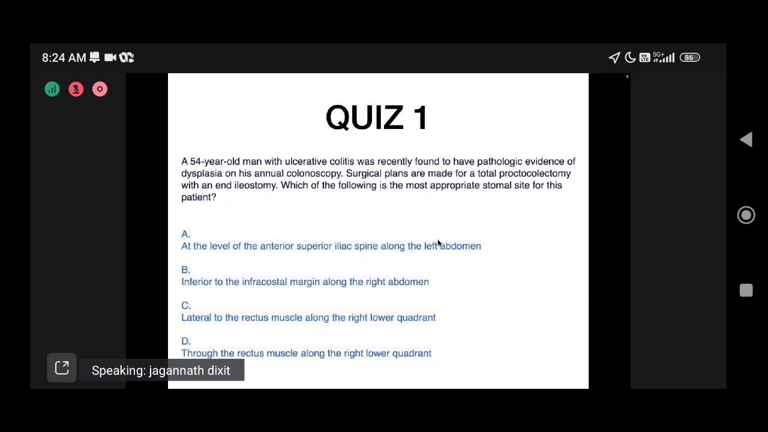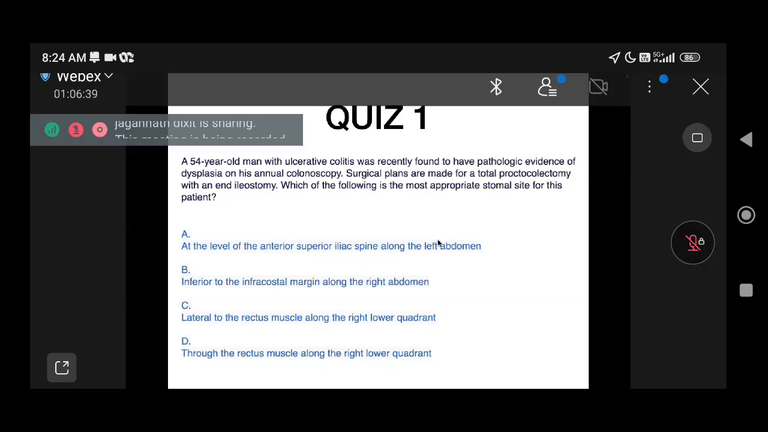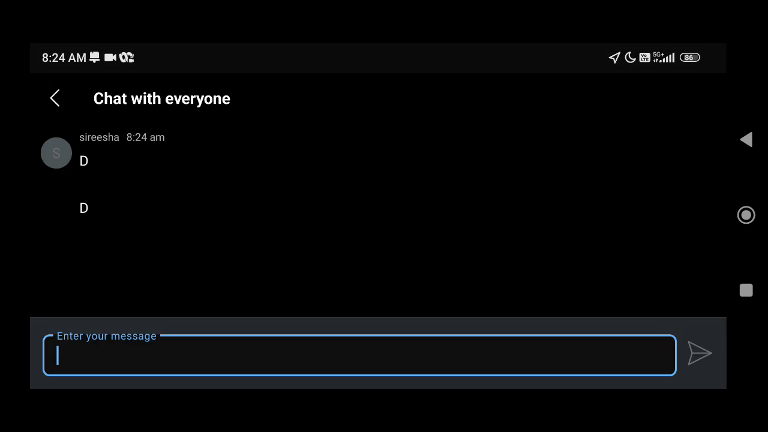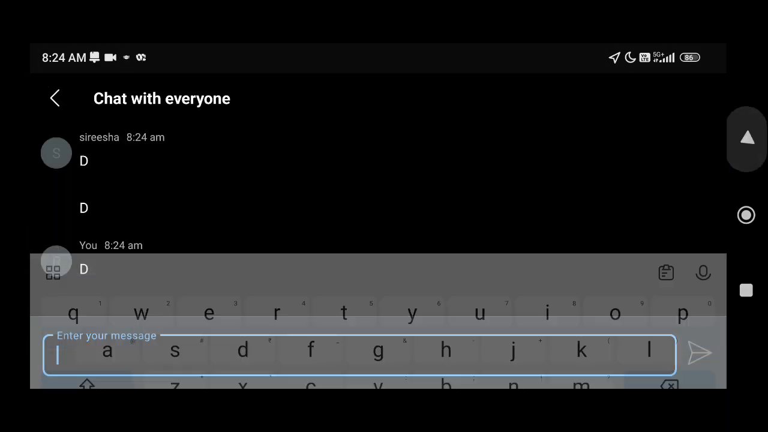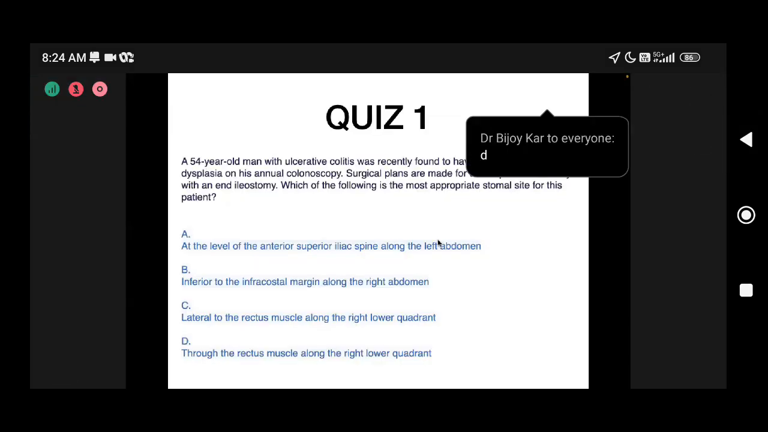Choice 2, inferior to the infracostal margin along the right abdomen. C, lateral to the rectus muscle along the right lower quadrant. And D, through the rectus muscle along the right lower quadrant. Please answer me in your chat box. I will see the answers, but I will also explain why the other three answers are wrong.